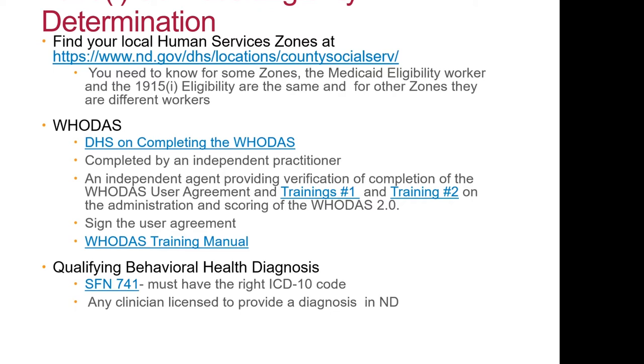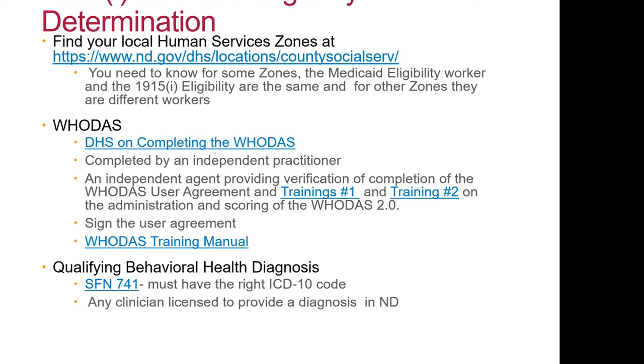So you can help people negotiate that process because most people are coming into the zones with that HUDAS documentation in order to move that process forward. So there's some trainings, administration scoring, sign the user agreement, and then there's a whole training manual. So that's something that you or other members of the community can do. There's no degree requirements for that. It is required that you are not somehow related to the individual that you're assessing.